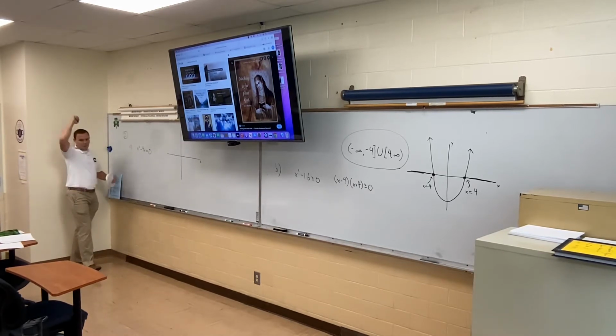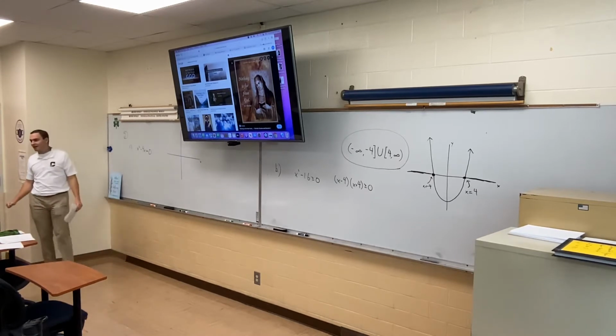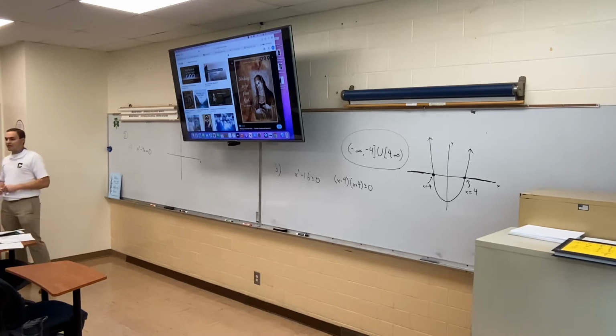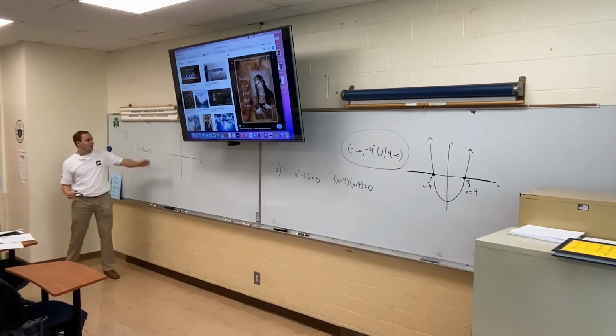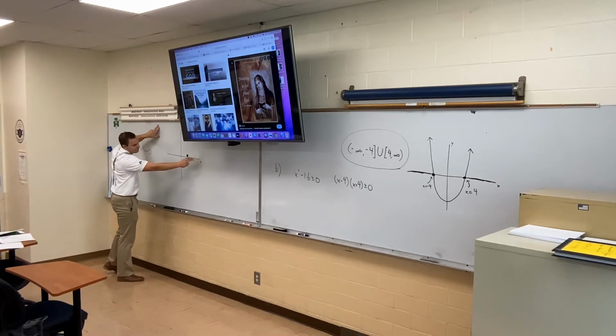So first off, what I know is that this is an odd degree polynomial. Why is that odd degree? Yeah, the highest exponent is 3, which is an odd number. Okay? So what does that tell us about the end behavior? The ends are going to be opposite. Yeah, so as x goes to negative infinity, I'm either going to go down or up, and then as it goes to positive infinity, my graph's going to do the opposite of what it does over here, okay?